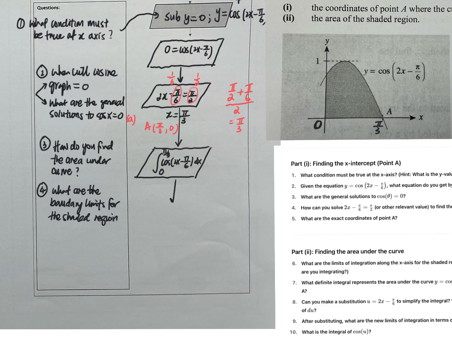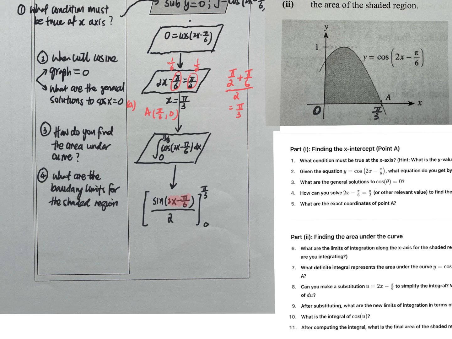And then you perform your integration. So integrating cosine gets back sine of the same expression. But you must divide by the differentiation of the expression inside, which is 2, because if you differentiate this expression, it's just 2. And then remember, you need to sub in your pi over 3 and 0.